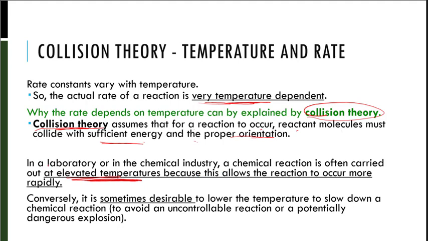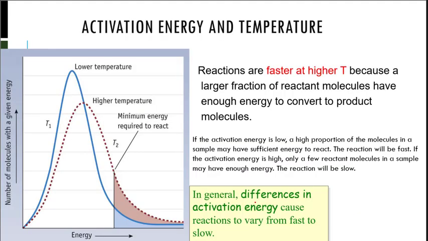Those people that are observing these reactions in the lab or in the chemical industry are on a timeline. So they want to make these reactions happen in minutes, hours, or days, not years. So we want them to happen rapidly. But sometimes it is desirable to lower the temperature to slow down a chemical reaction to avoid any uncontrollable reactions or a dangerous explosion. Reactions are faster at a higher temperature because a larger fraction of reactant molecules have enough energy to convert to product molecules.